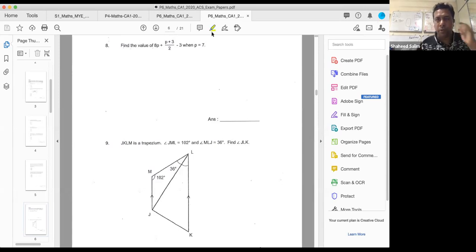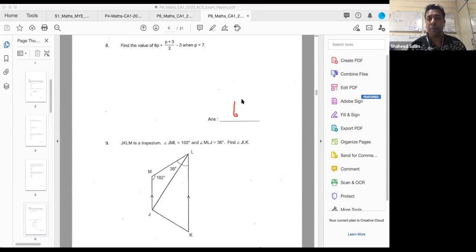Have you got the answer for question number 8? 61. What about Ilhan? What's your answer? He says 61. Let us see. 61. I'm not too sure.